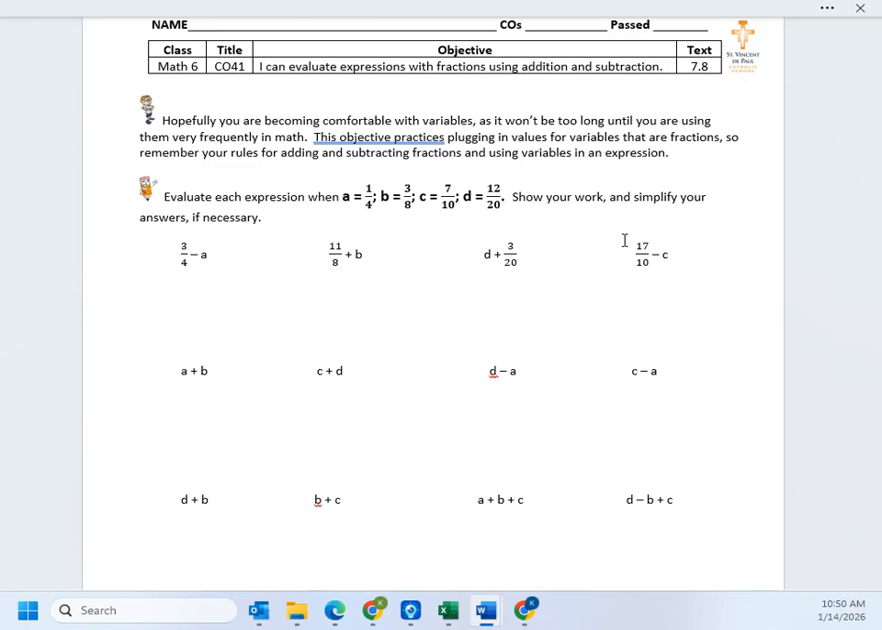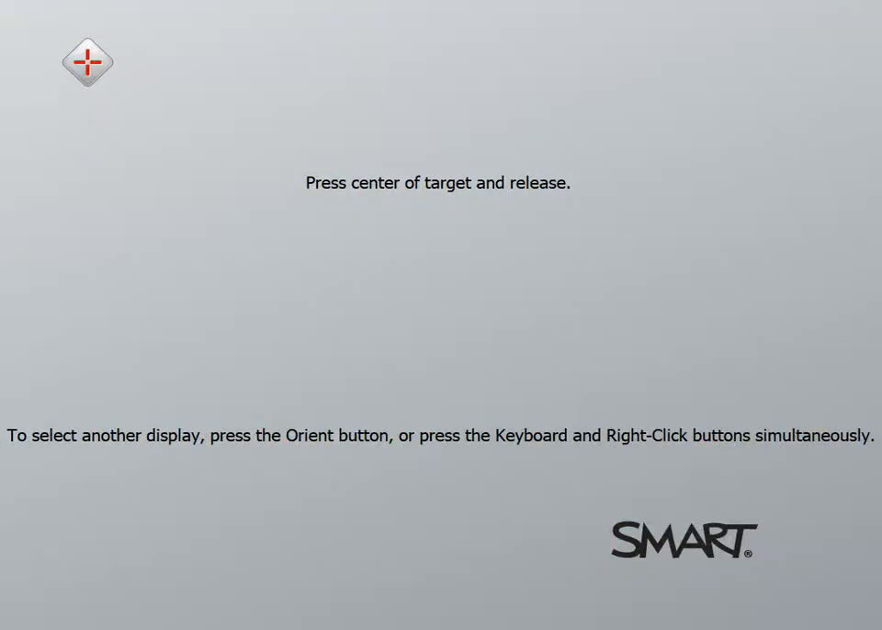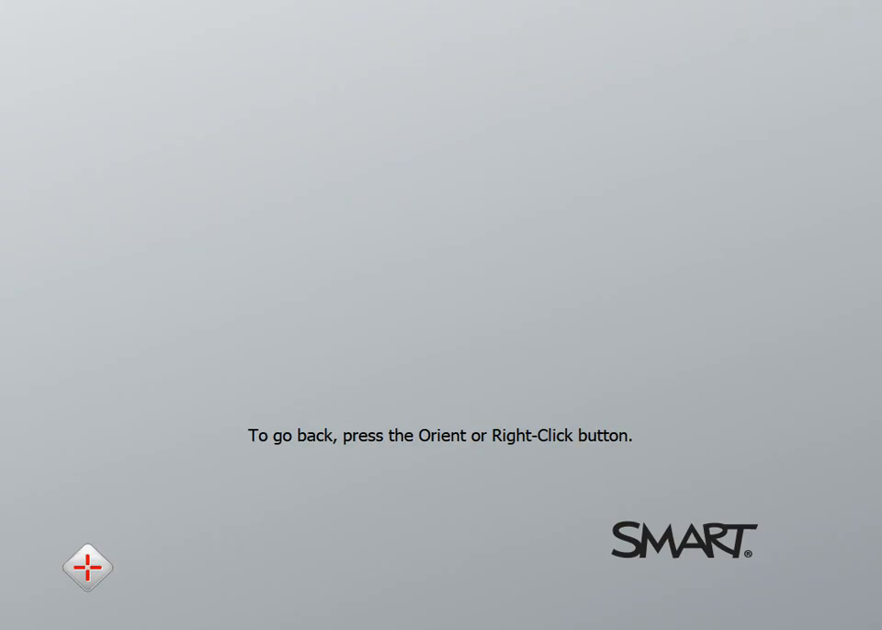So if we look at our first problem here, we are going to rewrite it with our variable in there, and of course my pen is not working. I'm going to quickly get it switched over. Don't mind me as I am getting my pen to work.